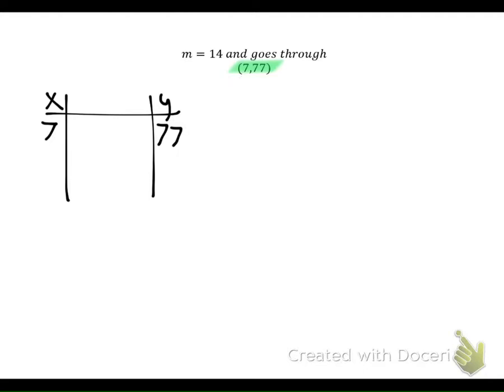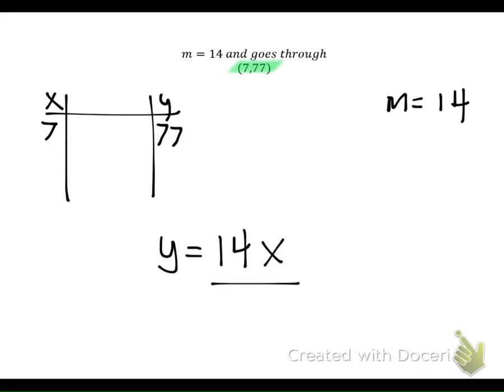Now I'm still looking for my m and my b. I know that my m is 14. So that lets me start writing my equation because remember my m is my slope or my coefficient. So I can start with y equals 14x. Anytime you have the slope, you can start out writing your equation just like that.